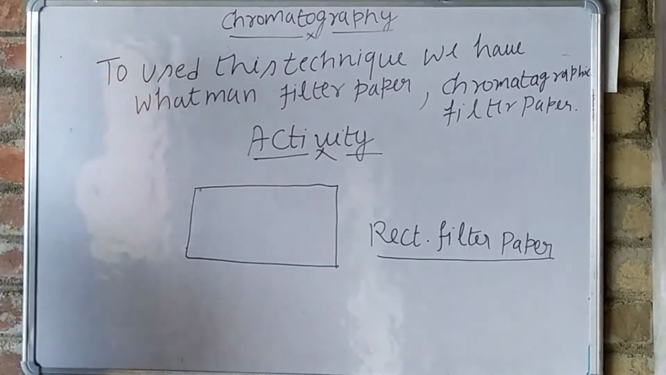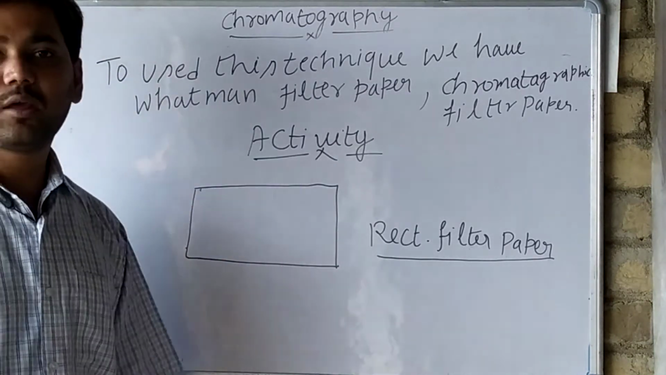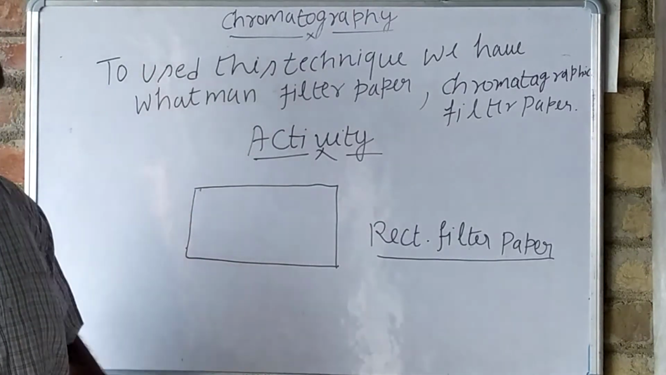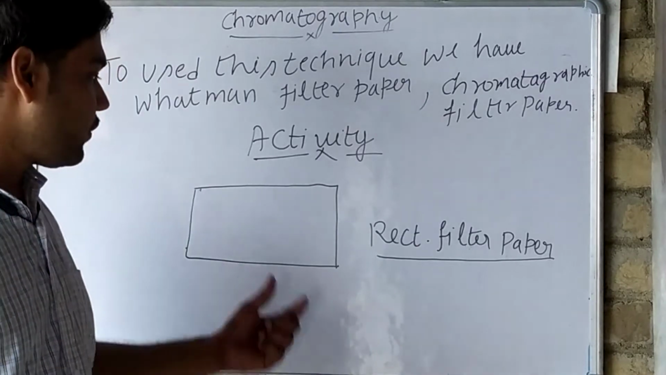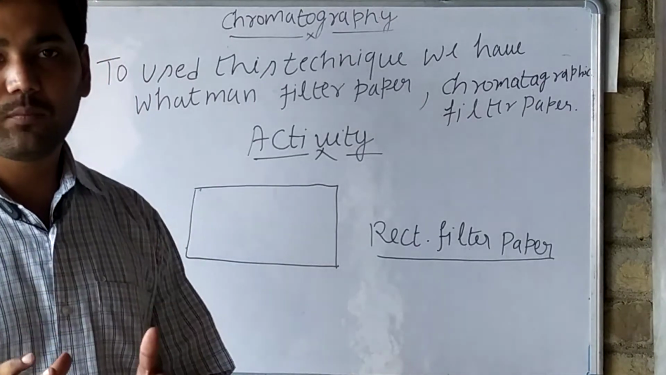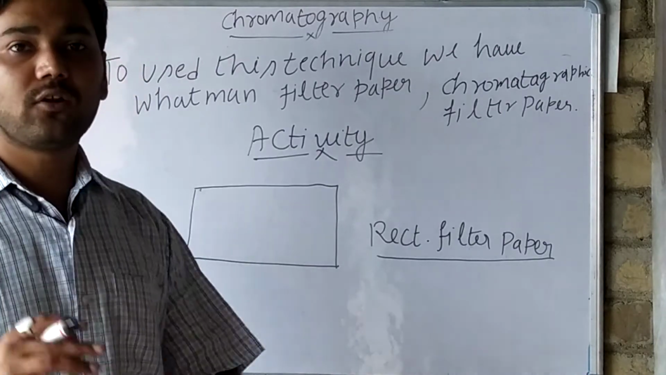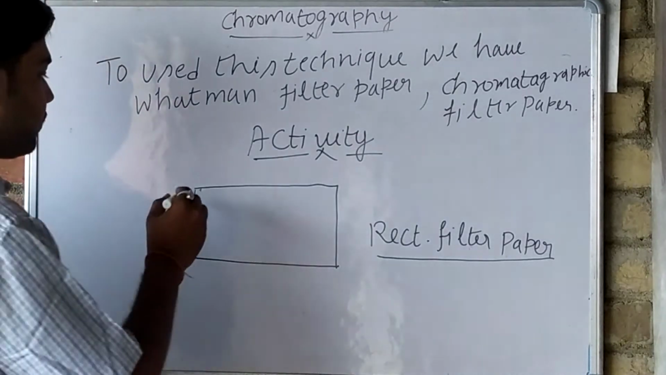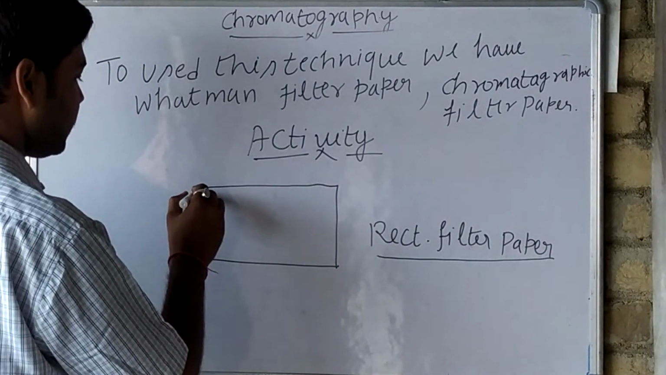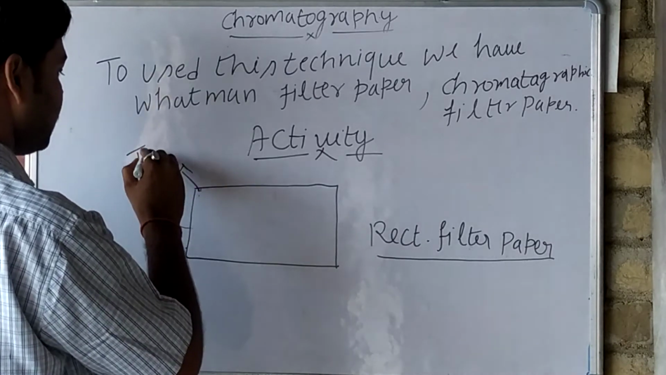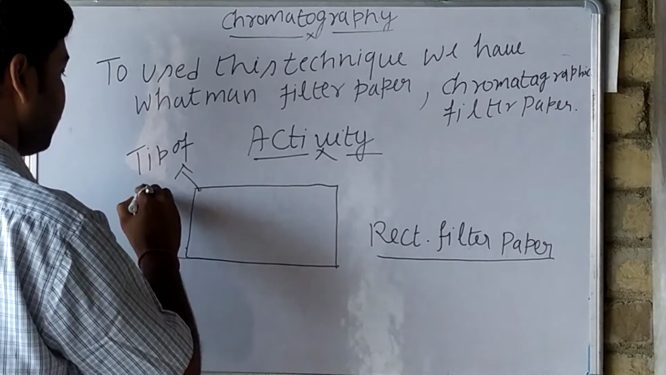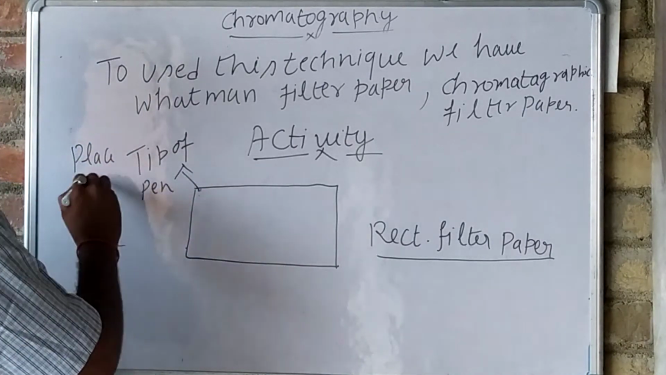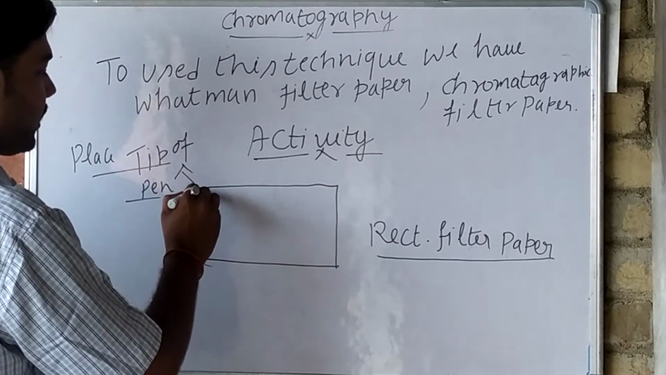Now, what will we see? When we place the tip over the rectangular filter paper at one of its ends, slowly the filter paper will start absorbing the ink. We place the tip of the pen at one end, at this end.